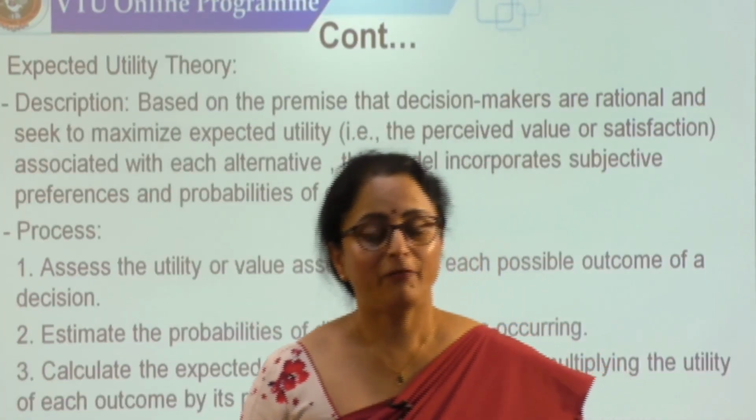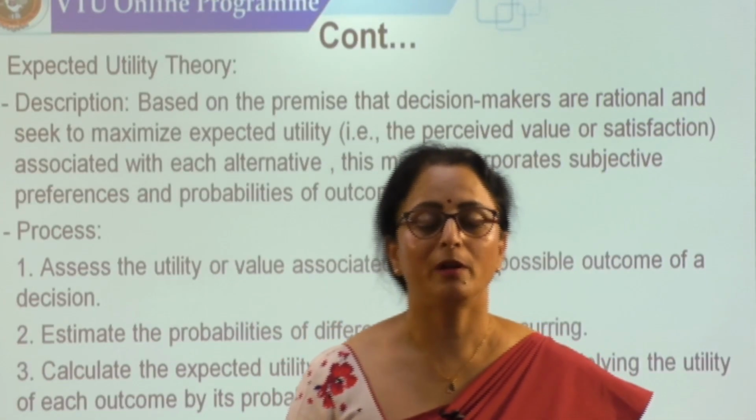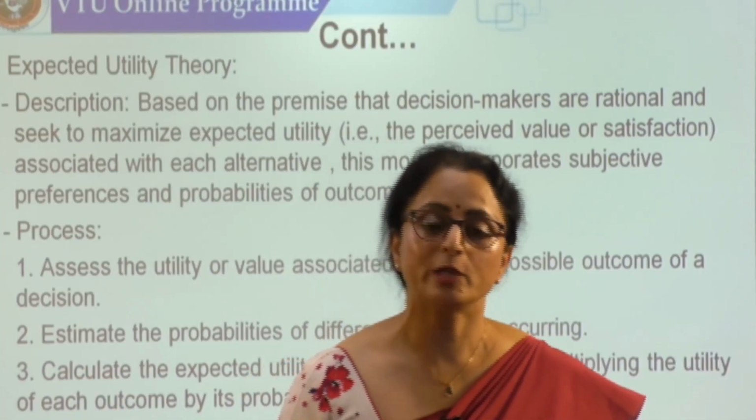Then we have the fourth rational decision making model, which is known as expected utility theory.